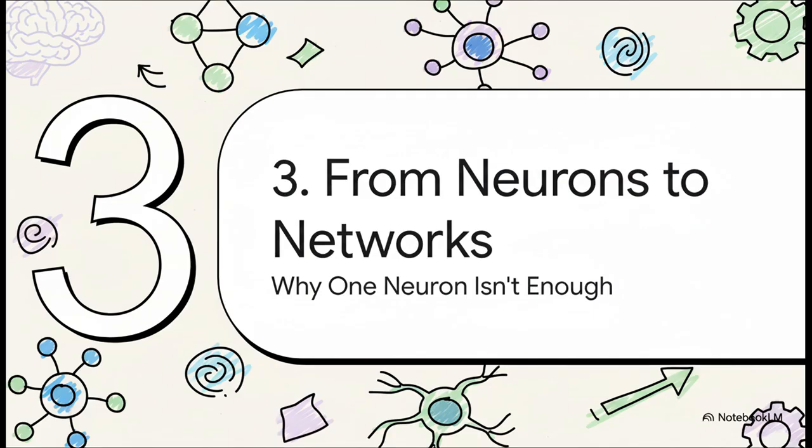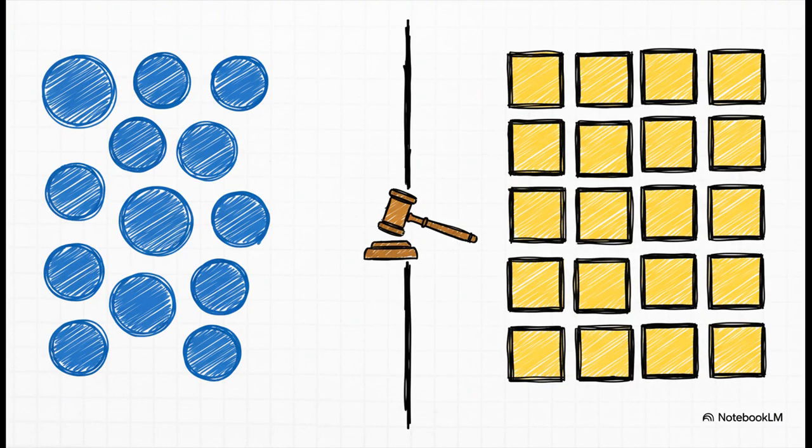And to really get why we need to connect millions of these things together into a network, let's look at a classic problem that one little neuron just can't handle. So here's the fundamental limit. A single perceptron is like a judge who can only draw one single straight line in the sand to separate two groups. If the problem is any more complicated than that, if you can't solve it with one straight line, it's completely out of luck.